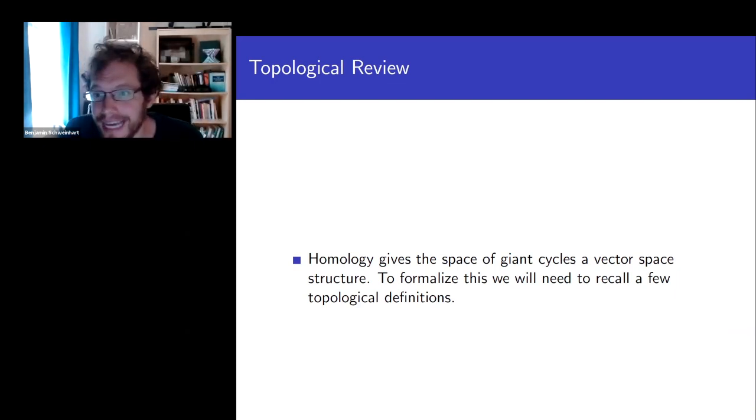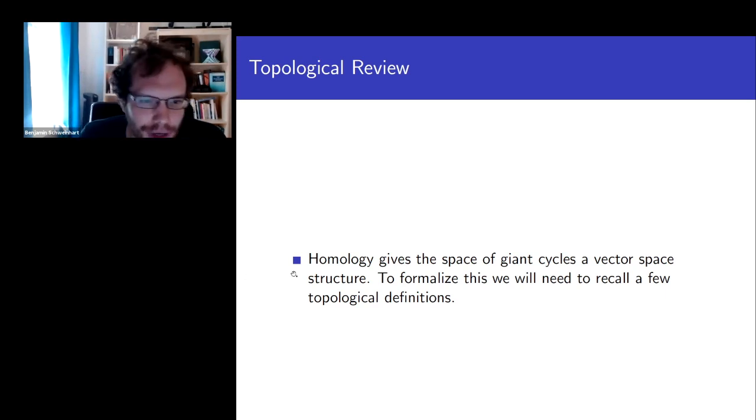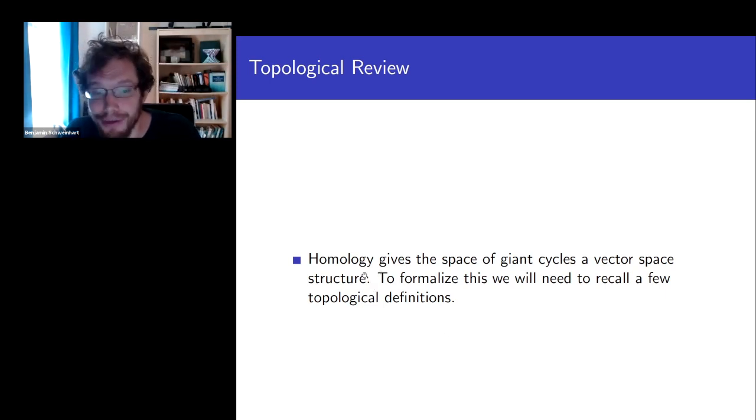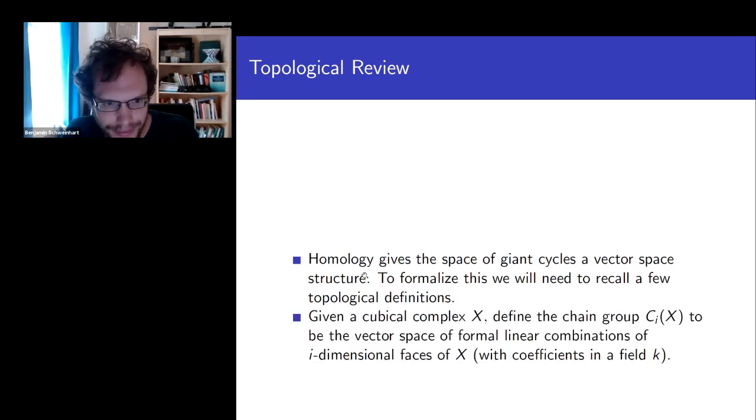First, let me begin with a topological review. You've probably seen some other definitions of homology in other talks in this workshop. I hope this isn't too repetitive, but I thought for completeness I should give some definitions of homology in the case we're looking at, of a cubical complex. Homology gives the space of giant cycles a vector space structure. To formalize this, we need to go over briefly a few topological definitions.